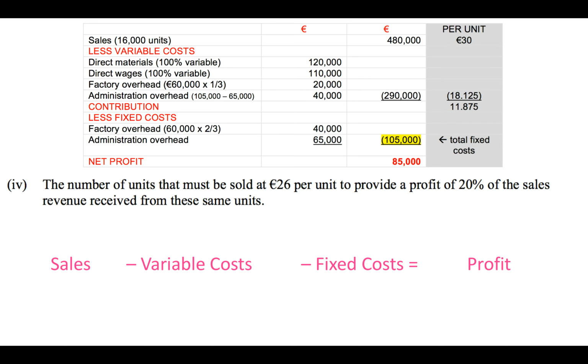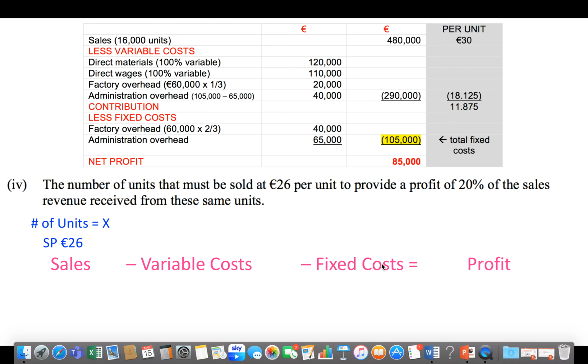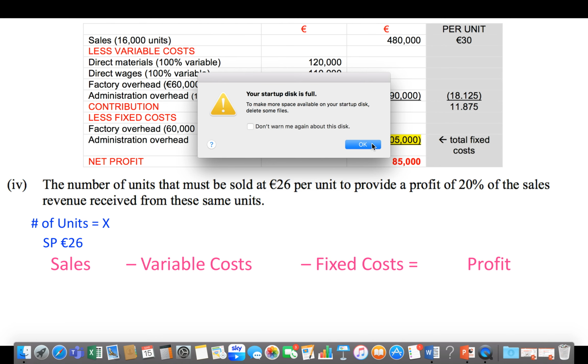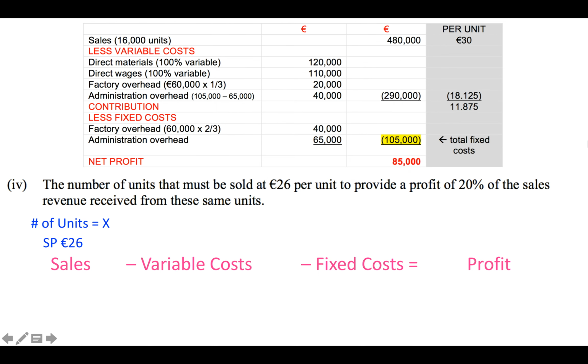So what's happened to the sales? So the selling price is now 26 euro. The number of units is X. So the number of units we actually don't know. So minus the variable costs. So the variable costs are 18.125 euro. But the number of units we don't have a clue. So we don't have a clue what the output is yet.